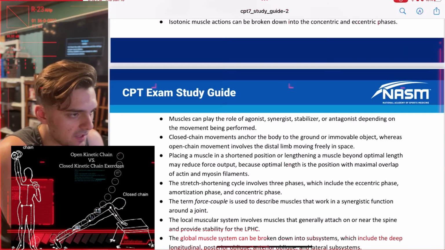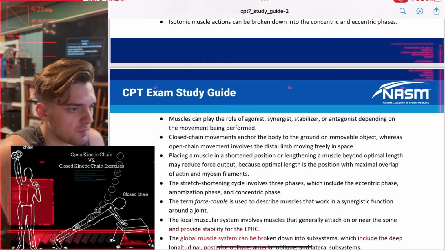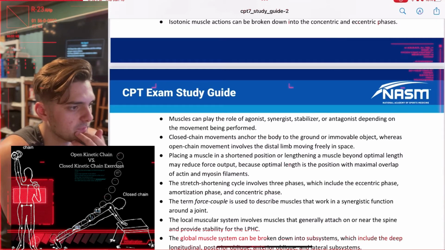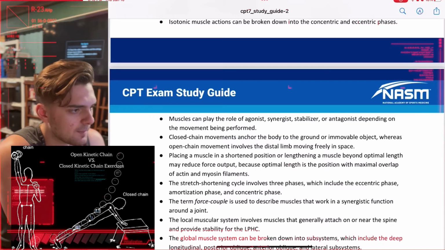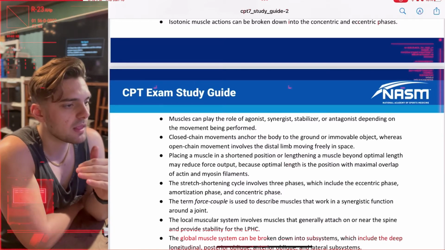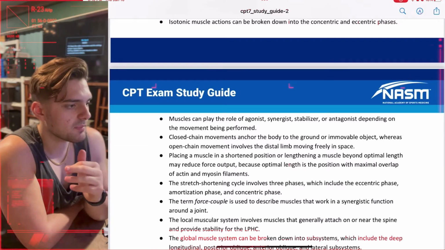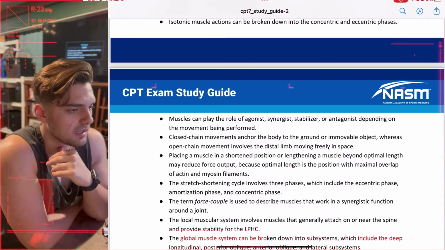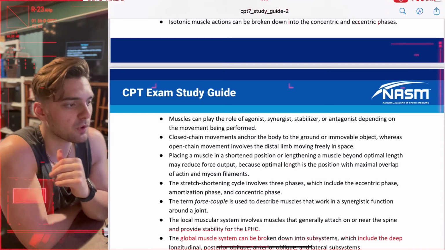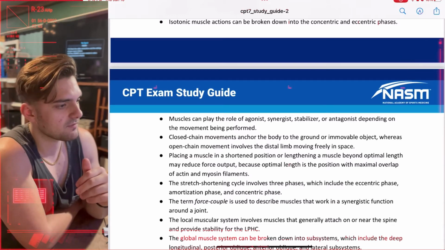Closed chain movements anchor the body to the ground or a movable object, whereas open chain movements involve the distal limb moving freely in space. Placing a muscle in a shortened position or lengthening a muscle beyond optimal length may reduce the force output, because the optimal length is the position where there is maximal overlap of actin and myosin filaments.